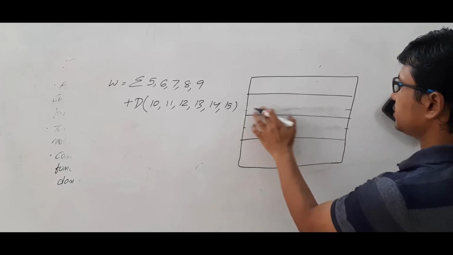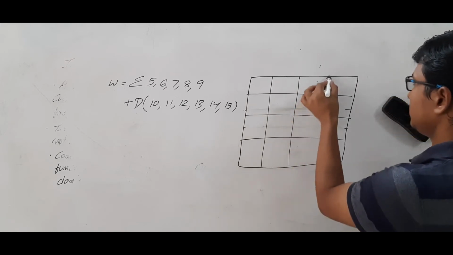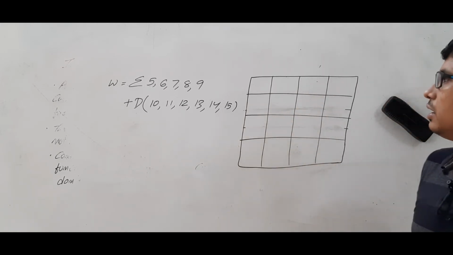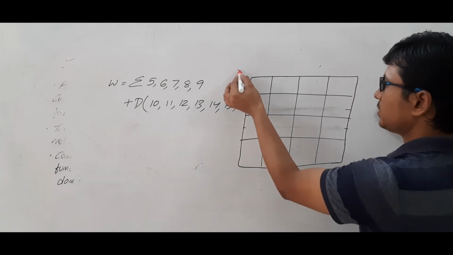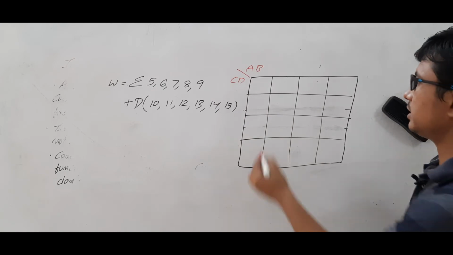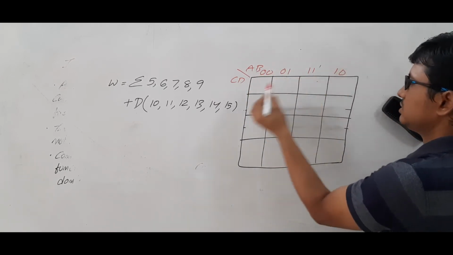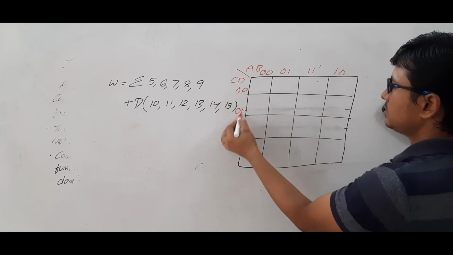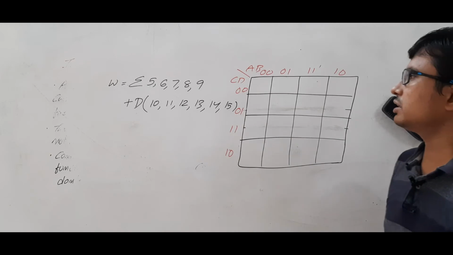Okay, are you able to understand? Now let me take 4 rows and 4 columns. Now what is this? For what input are these? The input is A, B and C, D. This function will be represented as 0, 0, 0, 1, 1, 1, 1, 0, 0, 0, 0, 1, 1, 1 and 1, 0. Are you able to follow it or not?